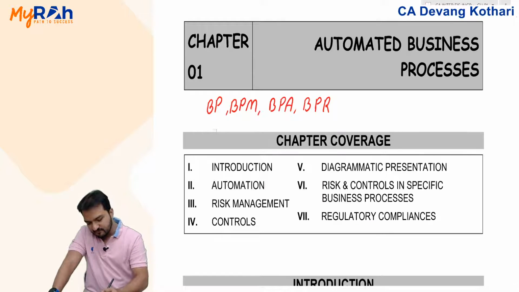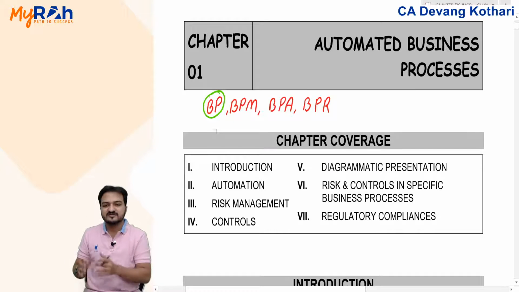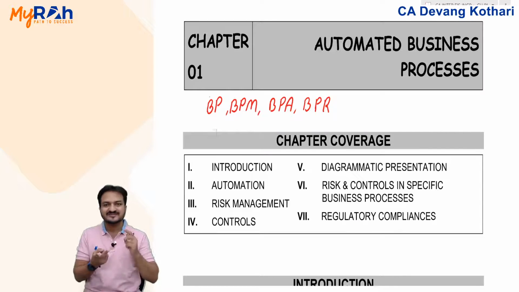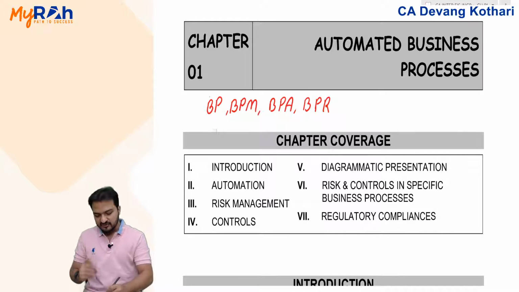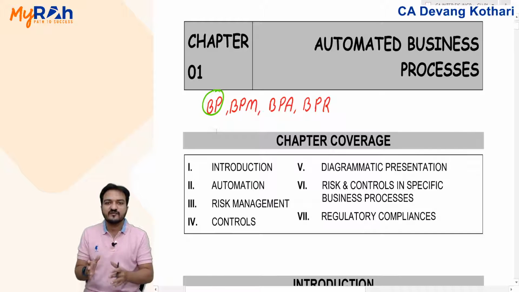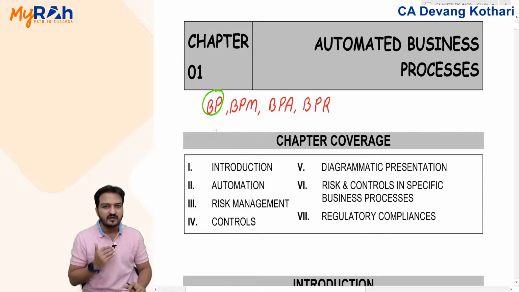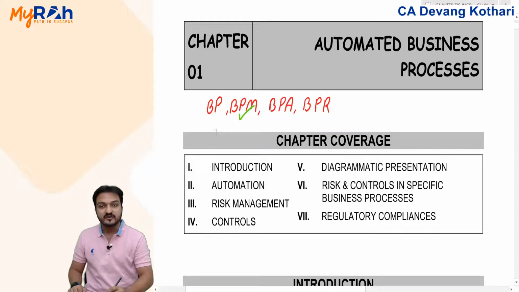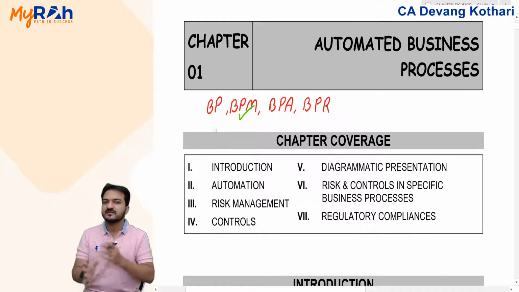Well, the first term, business process, indicates what? Business process indicates the basic routine activities done in my business: purchase process, sales process, etc. Yeah, so all the different business activities, routine day-to-day activities done in my business are called as business process. Business process management means to manage these activities in a better way.